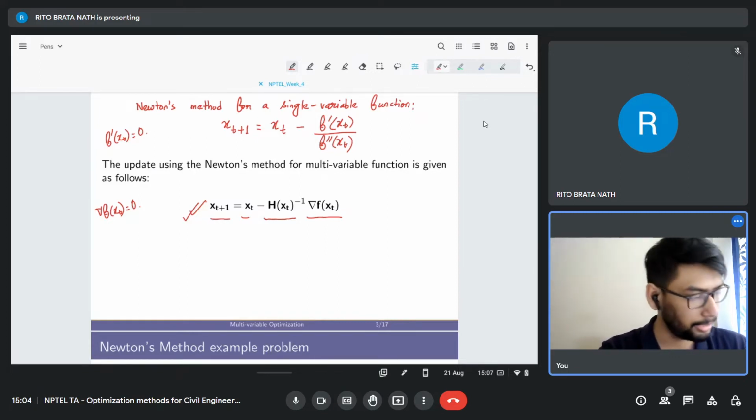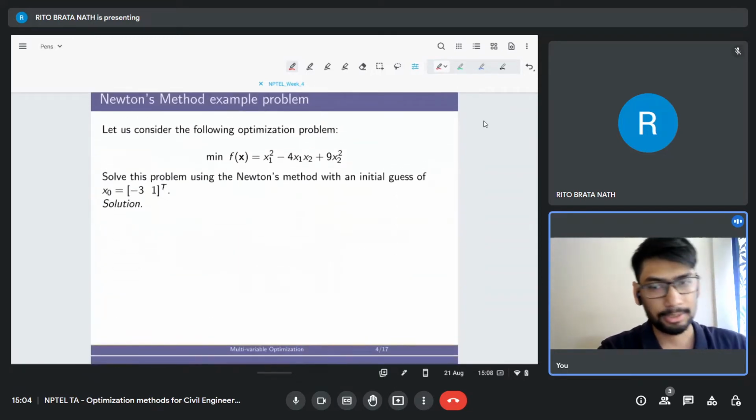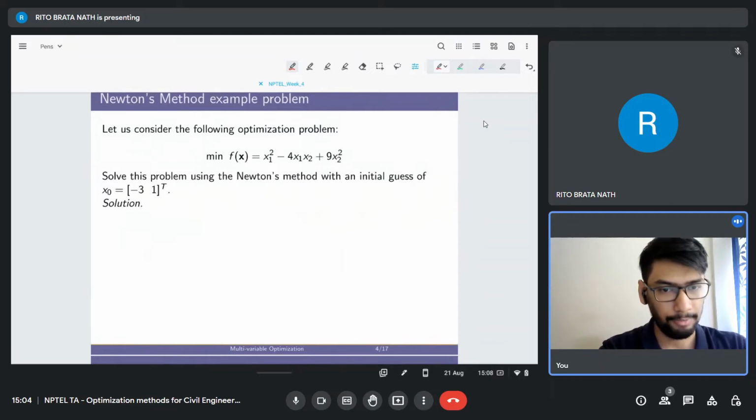So let's get into the problem setup. This is the optimization problem that I have. I have to minimize a function of two variables, x1 and x2, and I have to solve it using Newton's method. Now you can see that this is a multivariable problem, and I have given my initial point as minus 3 comma 1. So how can we solve it?